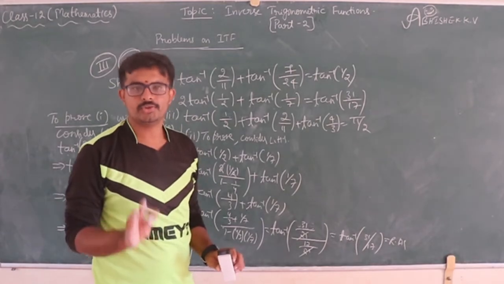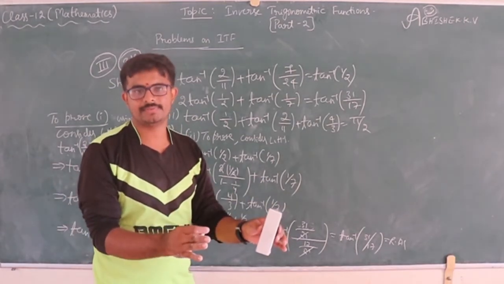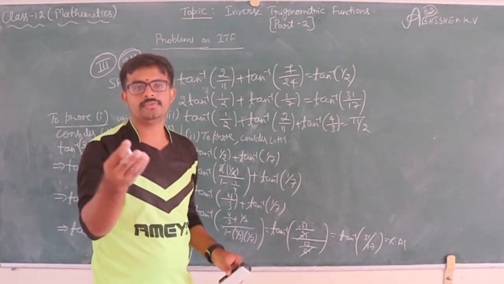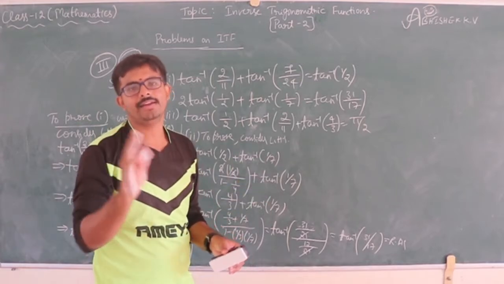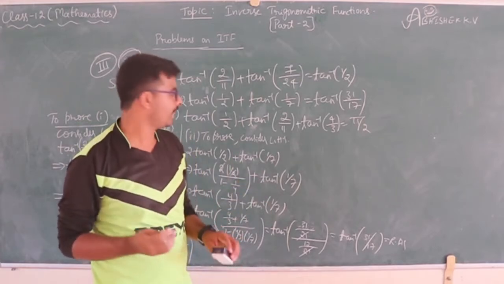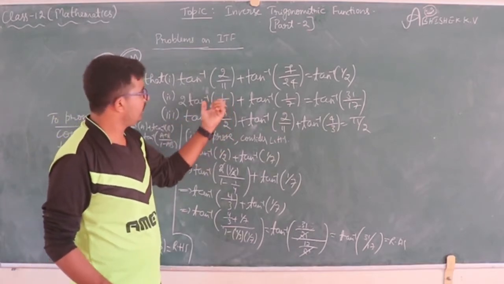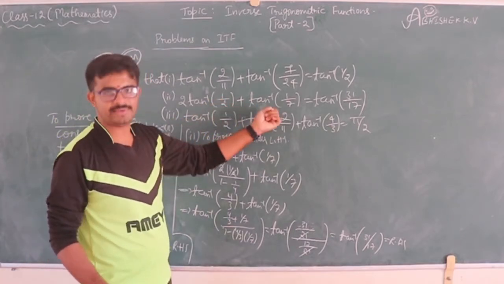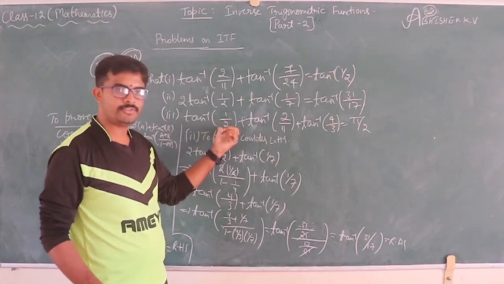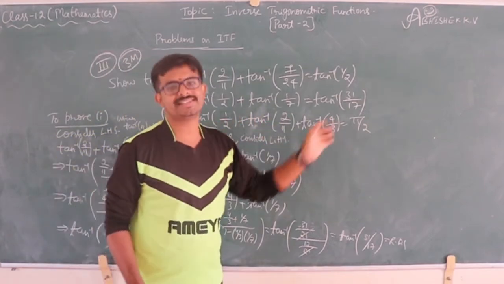Very simple. You should remember the formulas. I gave all the formulas in my notes. Go through the notes, okay? Then prove that. Here we have two terms, tan inverse a plus tan inverse b. Here, it is of the form tan inverse a plus tan inverse b plus tan inverse c.